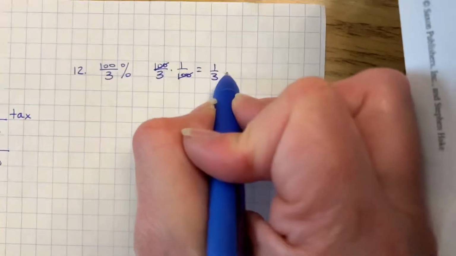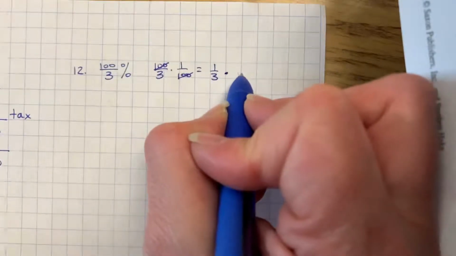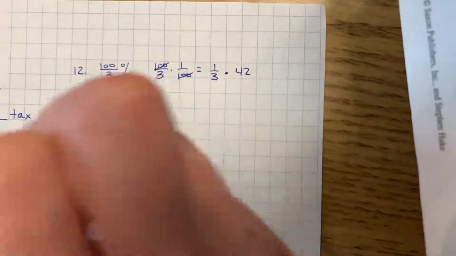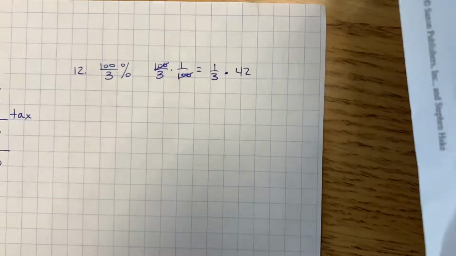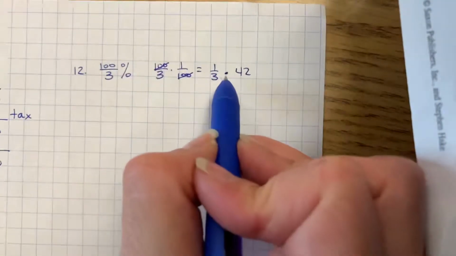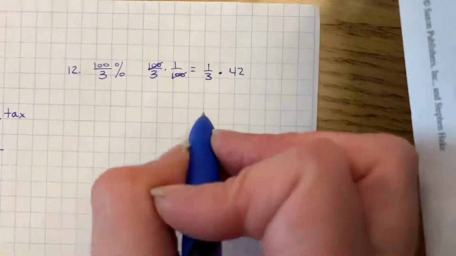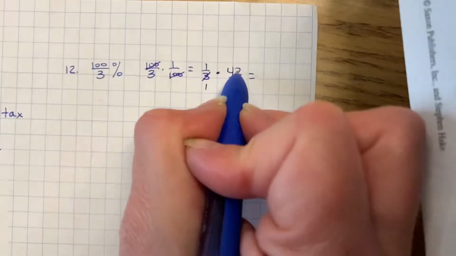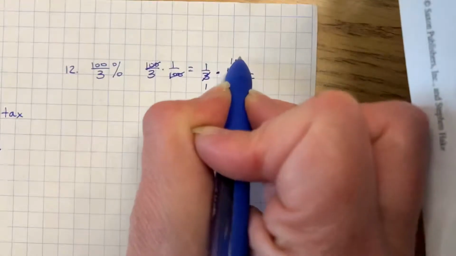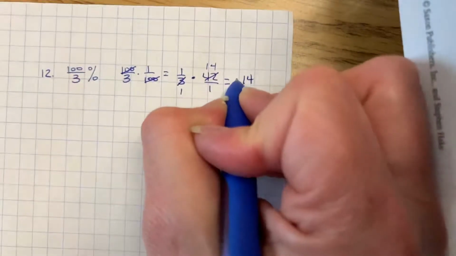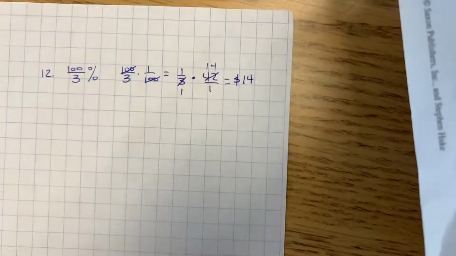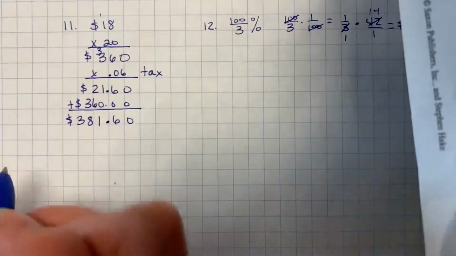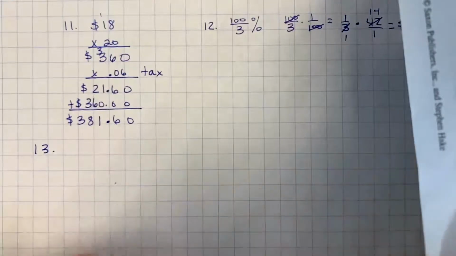I'm going to take 1/3 times $42 because it wanted 33 1/3% of, which means multiply, $42. It's like 42 over 1. 3 goes into 3 one time, 3 goes into 42 14 times, so my answer is $14. All right, let's look at number 13.